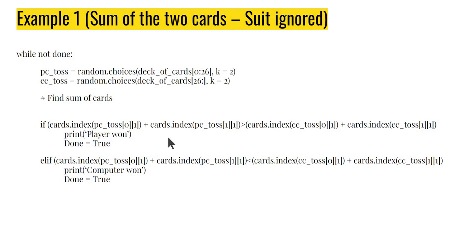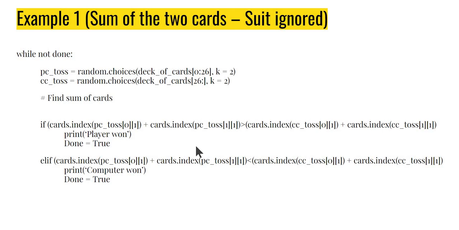This is quite easy. I can look at PC toss 0, 1. Now, this has to be clearly understood. I'm always looking at the second character, but I look at the first element of PC toss and the second element of PC toss, because remember PC toss itself is a list. I add the number of both the cards for the player and the computer, and accordingly I decide who wins.